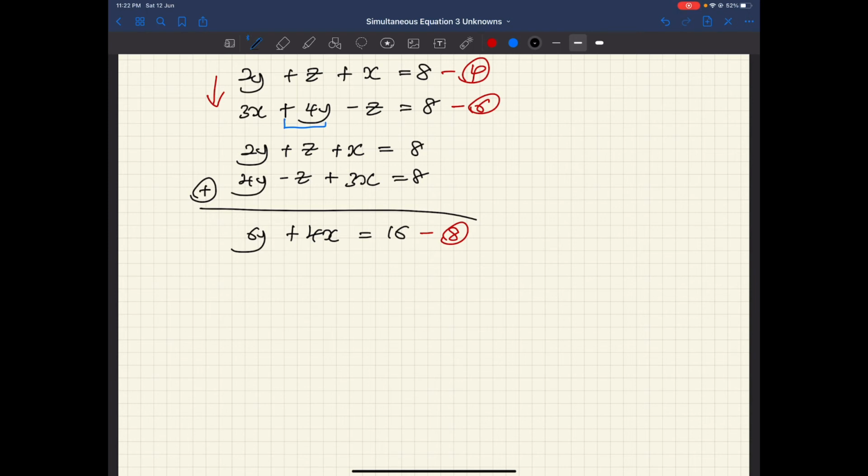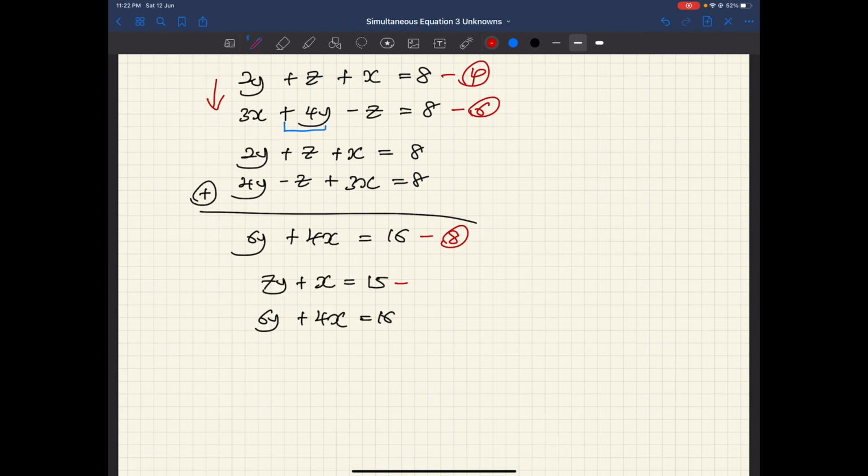So let us write both of these equations. This is my equation number 7, this is my equation number 8. Now you have only two unknowns, and this is what you have learned before, and it's pretty straightforward. You can use your substitution method. From equation number 7, I'm going to express my x. So my x is going to be 15 minus 7y.